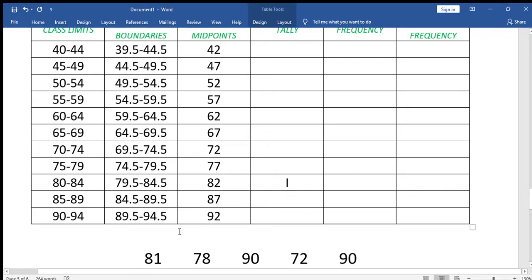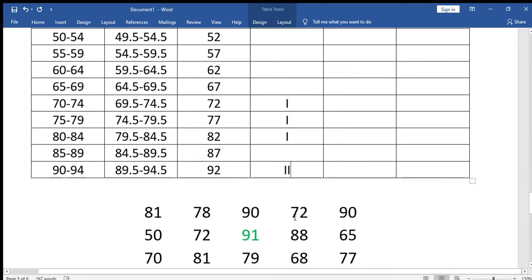Okay, so we have 81. Then 78. 78 can be found here, so you put it here. You have to tally, right, a stick. Then 90. It can be found here, so you put another stick. Remember that in tallying, you need to be very, very cautious. One mistake will lead to the total failure of all your solution together with your answers. Then 72, it can be found here from your class limit 70 to 74, so you put again a stick. Then we have 90, another 90, so you put here another line or stick.